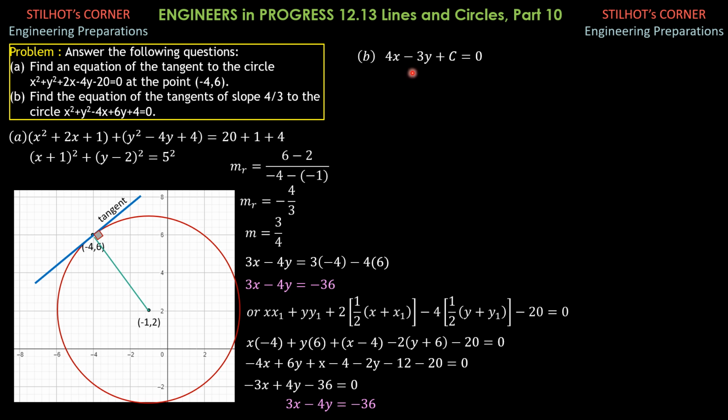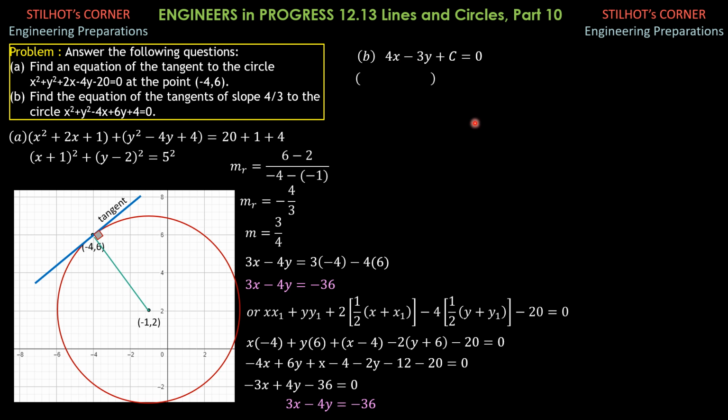By the way, this is the expected equation of the tangent because the slope is given, positive 4/3. So the expected equation is 4x minus 3y. If the slope is positive, then the sign between the terms would be negative. If the slope is negative, the sign between the terms is positive. So 4x minus 3y plus a constant equals 0. That's the expected equation. The constant can be found by the formula for the distance from the center of the circle to the tangent line.